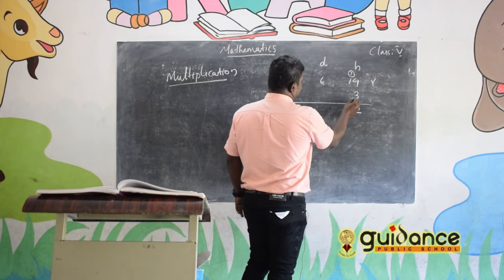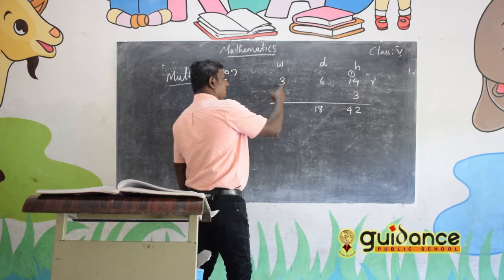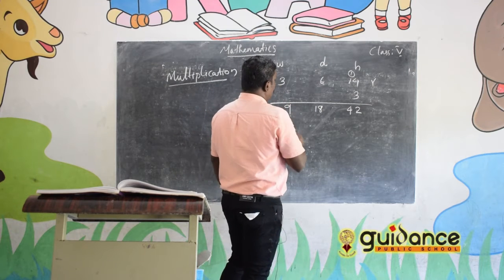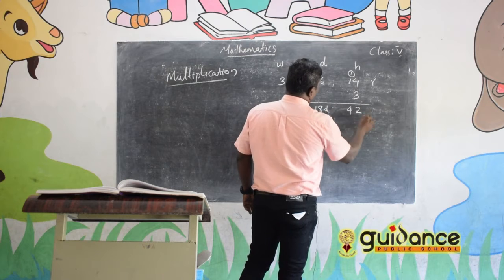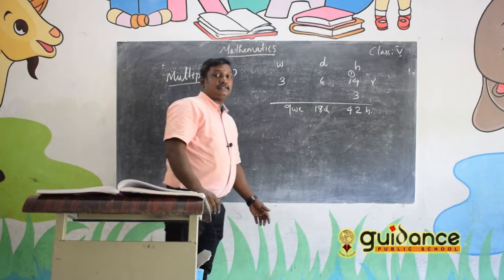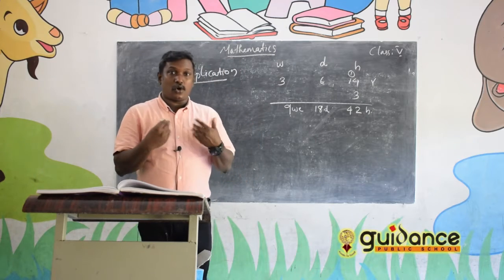Then 6 days, 6 into 3 is 18 days. Then 3 into 3 is 9 weeks. So we got 9 weeks, 18 days and 42 hours. This is the method of multiplication. After that, a very important step is going to happen.